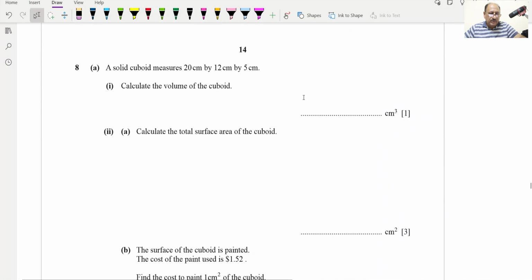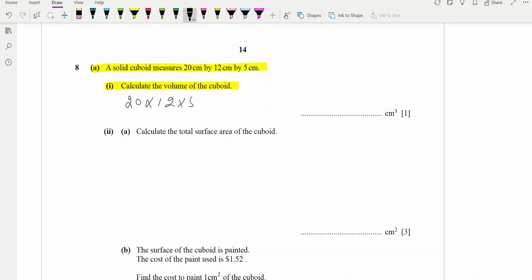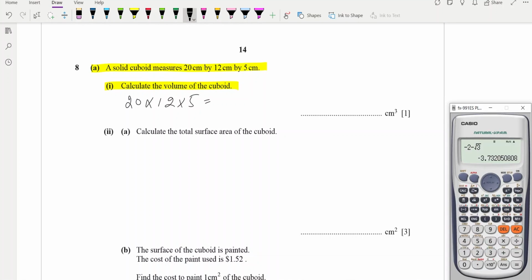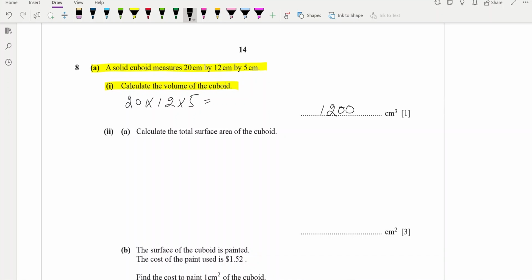Now question number 8. Question number 8 says a solid cuboid measures 20 centimeters by 12 centimeters by 5 centimeters. Calculate the volume of the cuboid. For the volume of the cuboid, we can multiply 20 into 12 into 5, and this is equal to 1200. So 1200 centimeter cube will be the answer for this part 1.